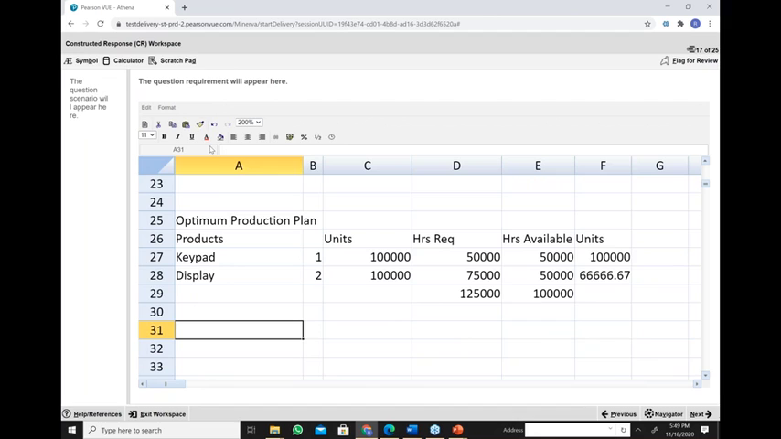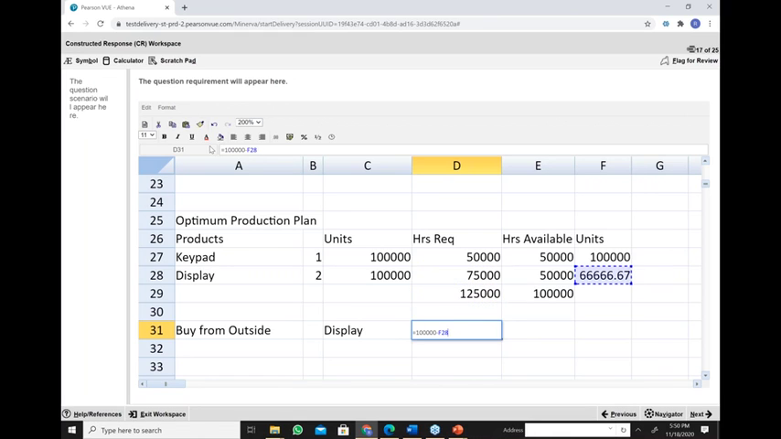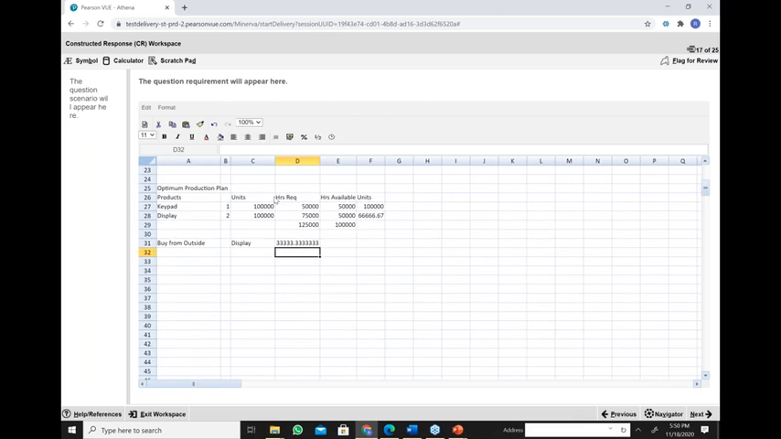So now we are moving towards the final thing. How many to buy from outside? Display screen, right? Only display screen will be bought from outside. So total demand is 100,000. Out of that, how much we have produced in-house? So we have produced 66,667, and the difference is what we'll purchase from outside. That's it. So this is the answer. 66,667 will be made in-house, whereas 33,333 will be bought from outside. Everybody, are you clear about this? Understood the steps? Are these steps clear to all of you?